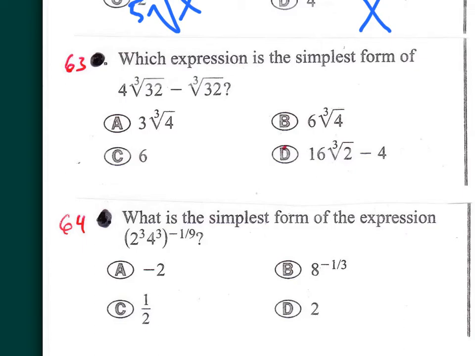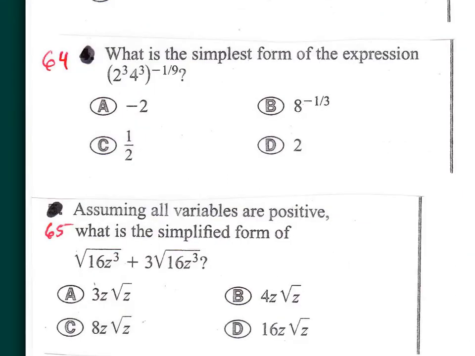Number 63, which expression is in simplest form? All right, so just kind of combine your like terms. You could probably plug it right into the calculator. Number 64, again, just simplify this. Okay, pay attention. You got a negative 1/9 power on the outside. Take everything to the power first. And then remember, if it's a negative power, they need to be moved to the bottom or moved to the top, wherever they're at. Again, calculators should be very helpful on this one.